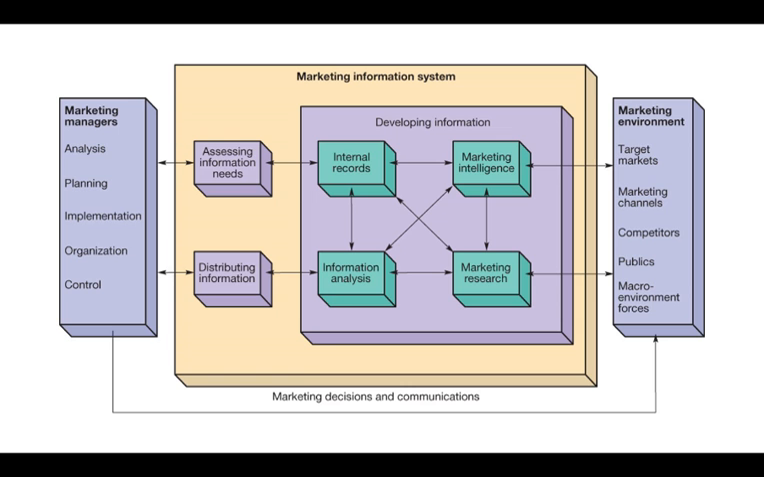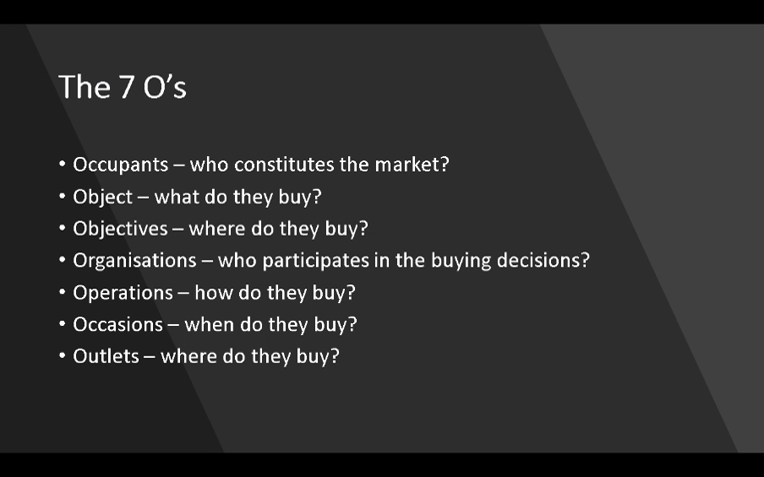Now, in terms of the earlier stages of developing information, we can think about the 7 O's. So occupants: who constitutes the market? The market might not be every single person. It might be more narrow than that. So who constitutes that market? And what do they want to buy? What object do they want to buy? Now that might be turn up and watch an event, or that might be physically buying something. But what do they want?